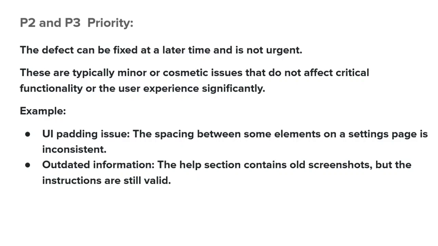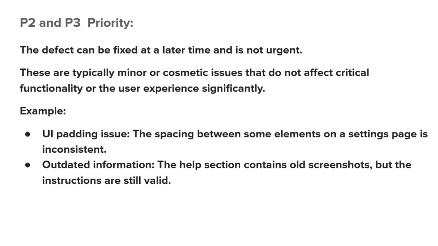Example, UI padding issue. For example, there is a slight misalignment in the UI. Spacing between some elements on a settings page is inconsistent. Outdated information. For example, let's say you have a help section which contains some old screenshot but the instructions are still valid. It's just a slight UI which is not correct. Such issues are noted as P2 and P3 priority. So developers will fix those issues later.